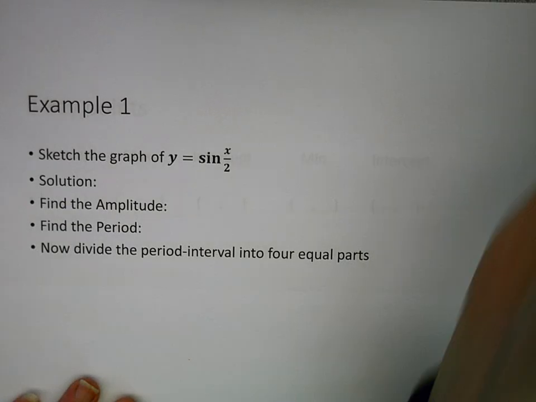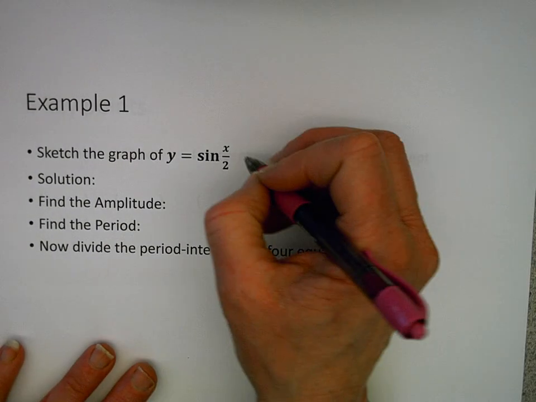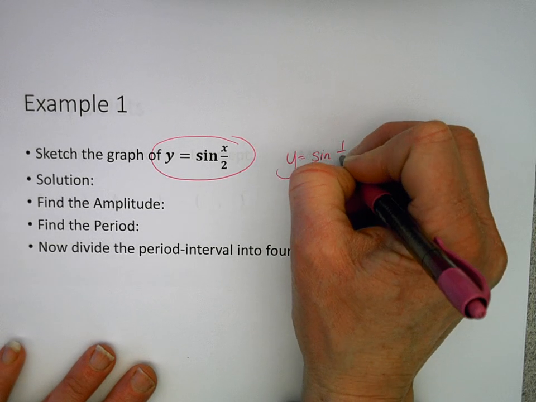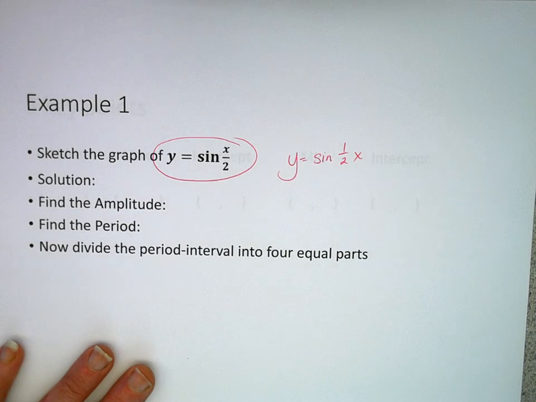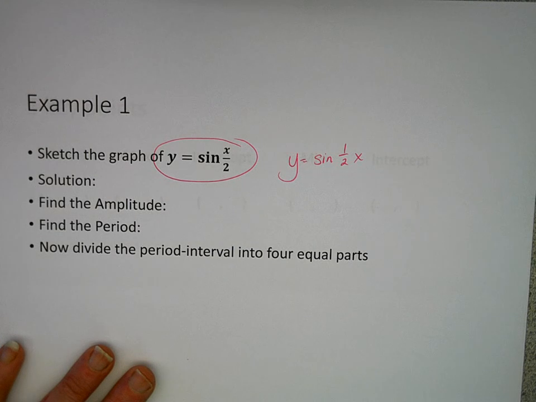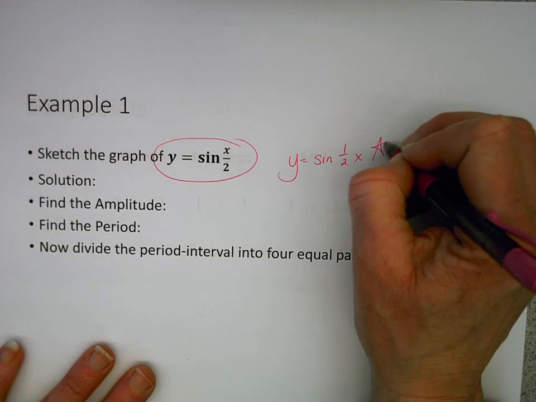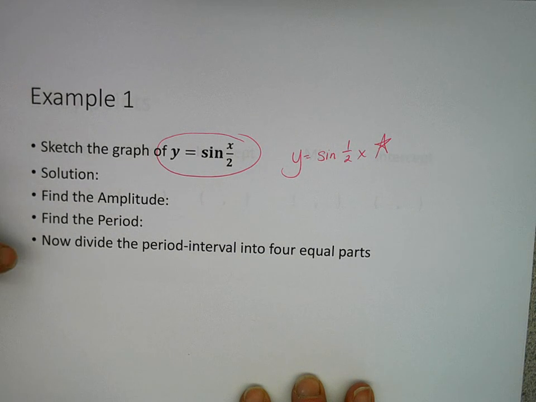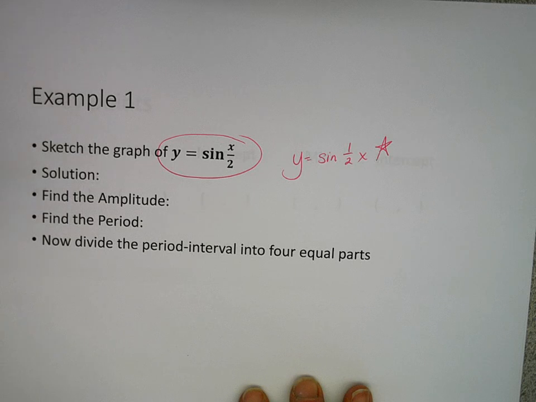So let's graph this first one. This means the same as this; they mean exactly the same thing, x over 2 and 1/2 x. Most people are going to like this better. These are things that you need to find: the amplitude, the period, and then dividing into equal parts every time. That's how I grade your quizzes, your tests, and everything.